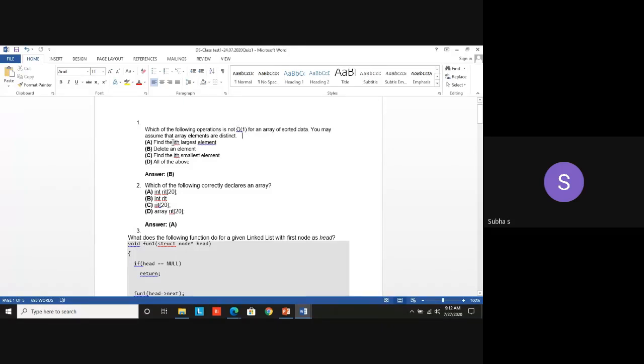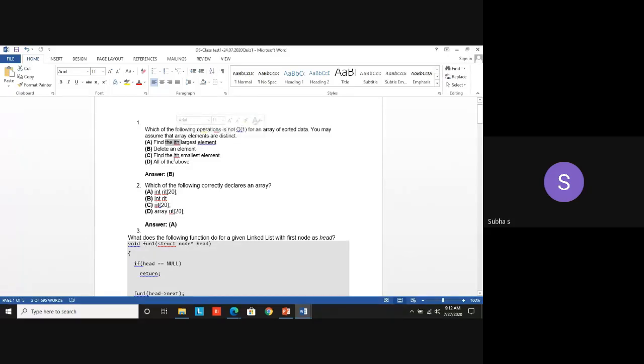Find the ith largest. I have mentioned specifically, find the 5th largest element. Ith means any position, any number. Find the 10th largest element. So the number is specified directly. 10 is your constant, so it's not applicable.